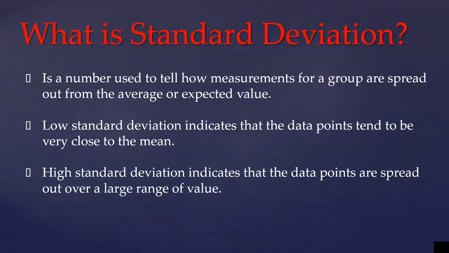What is standard deviation? Standard deviation is a number used to tell how measurements for a group are spread out from the average or expected value. Low standard deviation indicates that the data points tend to be very close to the mean. High standard deviation indicates that the data points are spread out over a large range of values.